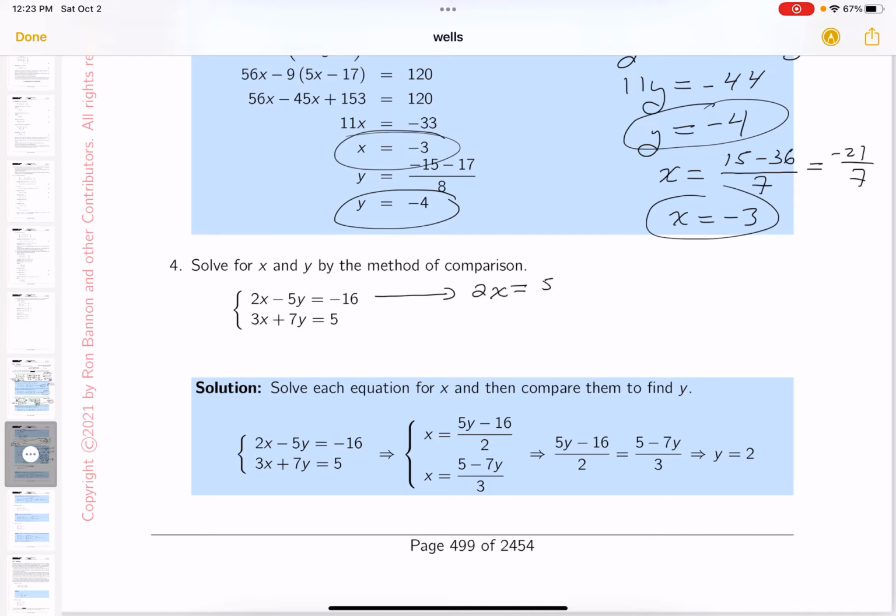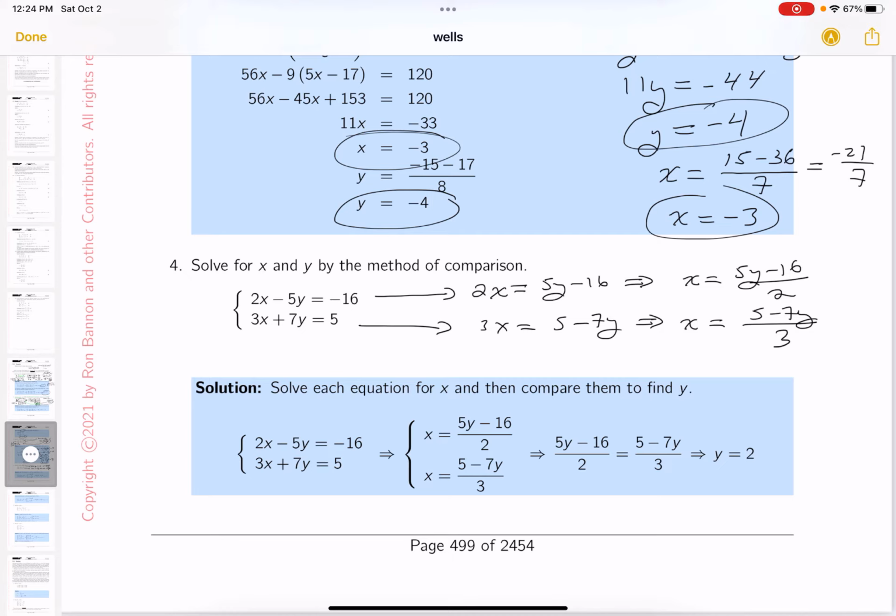That would be 5y minus 16. And I'm going to continue to solve for x. And that would be x equals (5y minus 16) over 2. I'm going to solve this one also for x. I get 3x equals 5 minus 7y. And then I would divide through by 3. And what do you get? x equals (5 minus 7y) over 3.